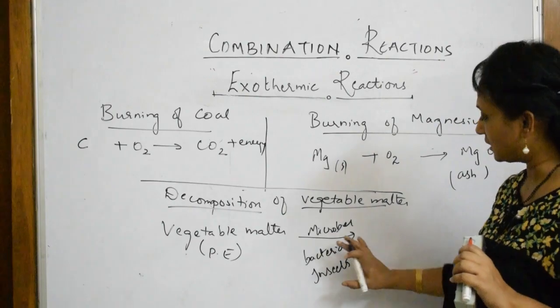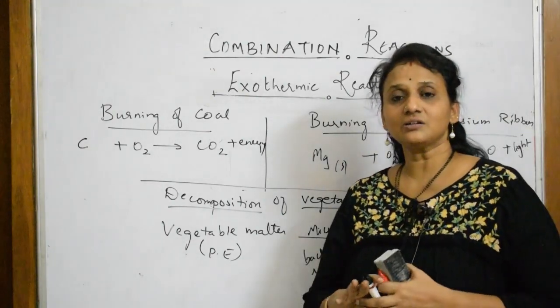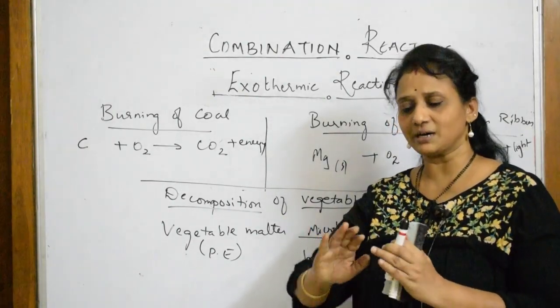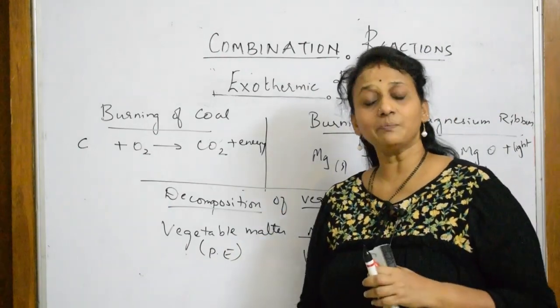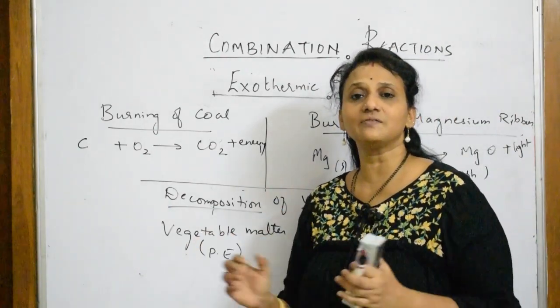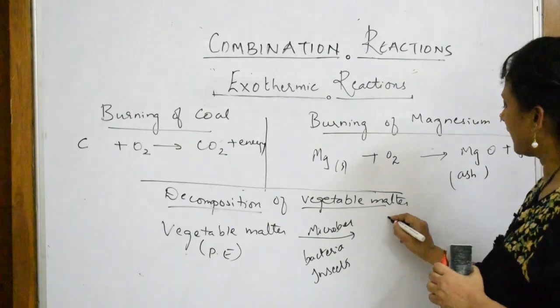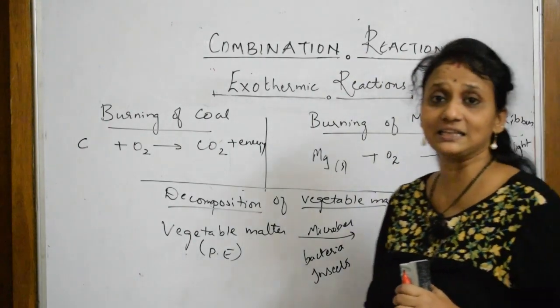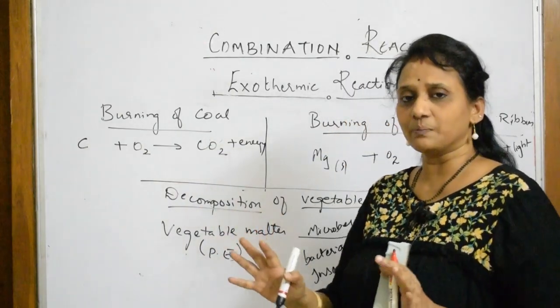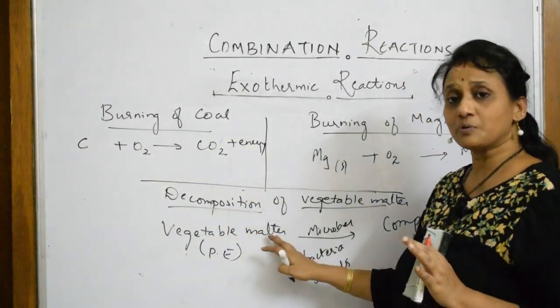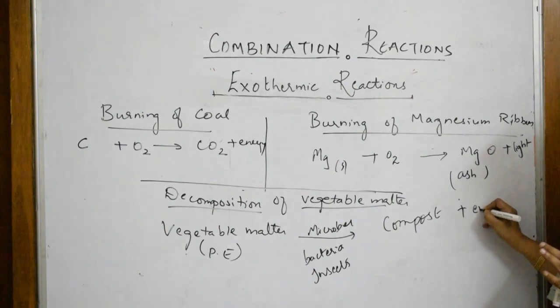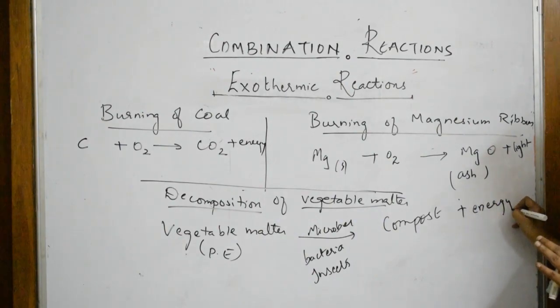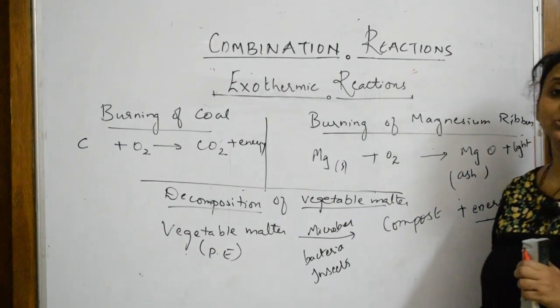So what these bacteria or insects do is go into the vegetable matter and break the bonds. When they break the bonds, it converts into compost, and compost has carbon dioxide in it. So the bonds are broken down, and during that process a lot of energy is released. This lot of energy is nothing but an exothermic reaction.